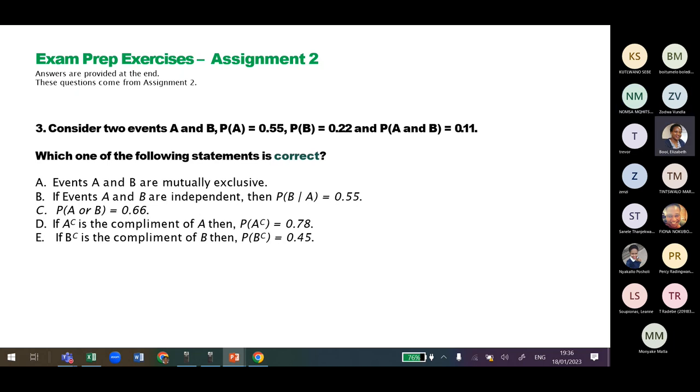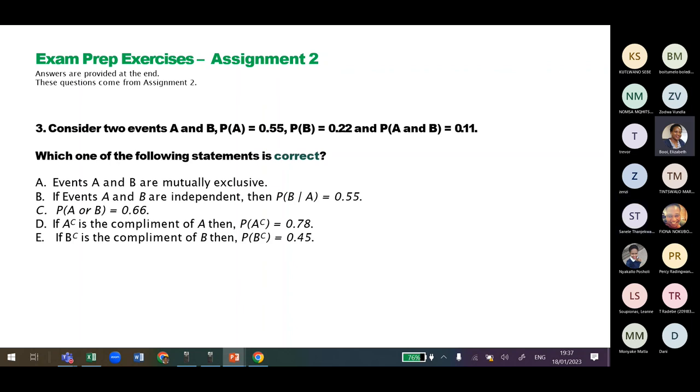Okay. Question three, consider two events, A and B. The probability of getting event A is 0.55. The probability of getting event B is 0.22. And the probability of A and B is 0.11. Which one of the following statements is correct? So we're looking for the correct statement. Now we need to validate each and every statement. So we start with statement number A.